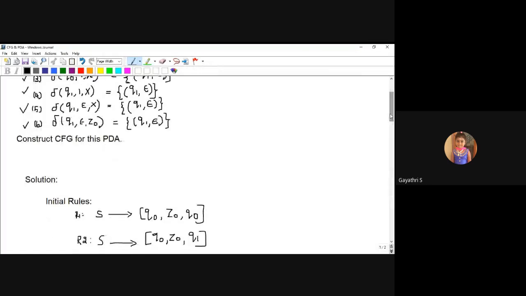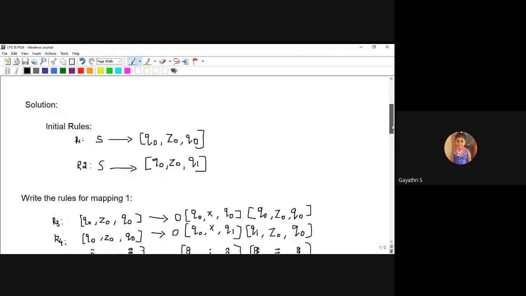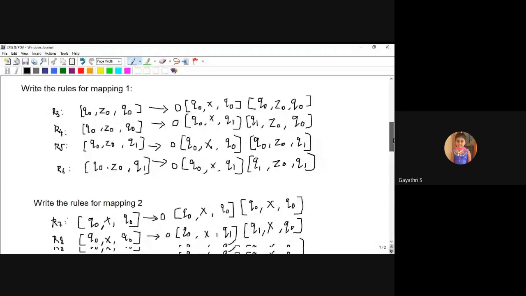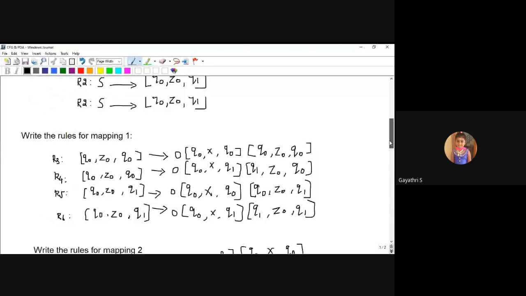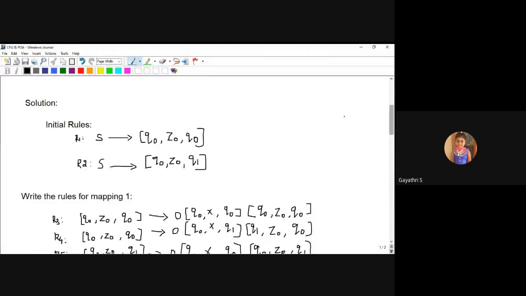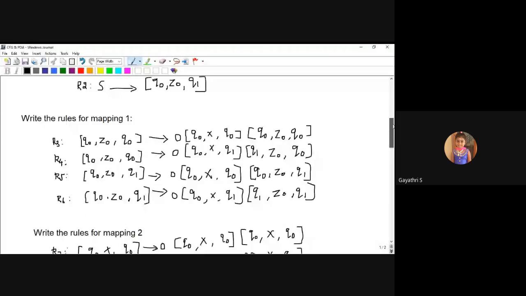These are all the rules. Okay, so these are all the rules for the corresponding mappings. So almost step number 2, which is over. So what is the step number 1? In the step number 1, you have to write initial rules. So number of states, which is 2, means here number of states Q0 and Q1. So 2 initial rules are possible. Then writing the rules for the corresponding mappings.